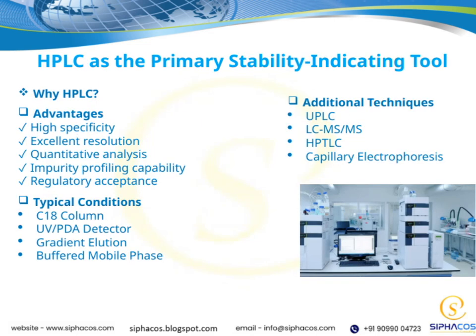Let's dive into some additional techniques used alongside HPLC. These include UPLC, LC-MS-MS, HPTLC, and capillary electrophoresis. But HPLC remains the primary stability indicating tool. Why? Because it offers high specificity and excellent resolution. It's quantitative, profiles impurities effectively, and is widely accepted by regulators. Typical HPLC conditions involve a C18 column, UV or PDA detectors, gradient elution, and a buffered mobile phase, all carefully chosen to ensure reliable, reproducible results.